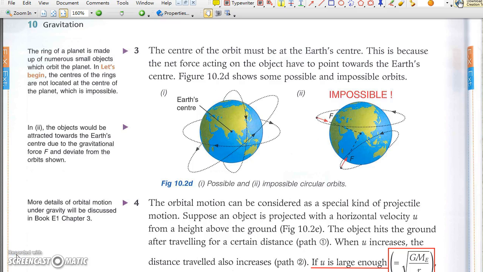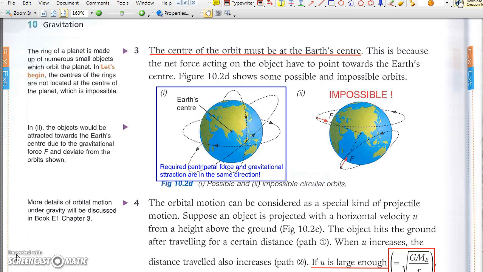Third, circular orbits must be around the center of the Earth. For other orbits, the direction of the gravitational attraction and that of the required centripetal force are different, which means the gravitational attraction will provide extra force that will pull the mass away from the desired orbit, and so the orbit becomes impossible unless the spacecraft has rockets to adjust its motion continuously.